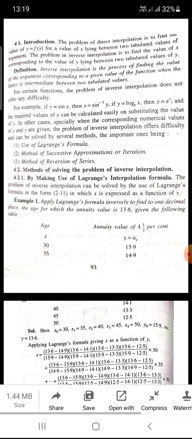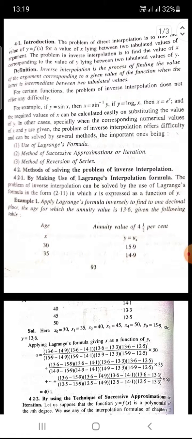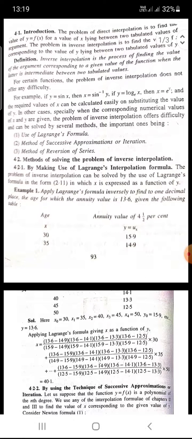The important ones being, first, the use of Lagrangian method, second, successive method of approximation, and third, method of reversion of series. So let us discuss the first method, that is Lagrangian method. By making use of Lagrange's interpolation formula, the problem of inverse interpolation can be solved, in which x is expressed as a function of y. Now this can be easily understood by the following example.